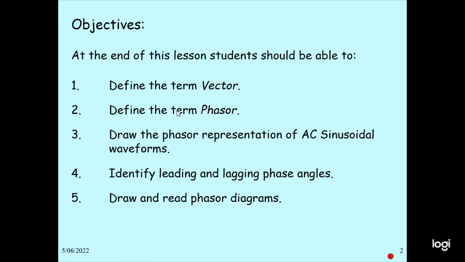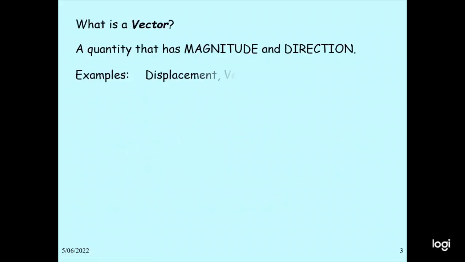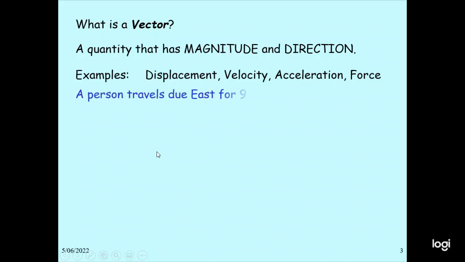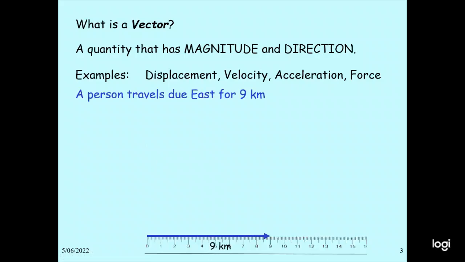So what is a vector? A quantity that has a magnitude and direction. This is the vector. It's a display of velocity, acceleration, force. A person travels due east for 9 kilometers. So this is the vector diagram like this.